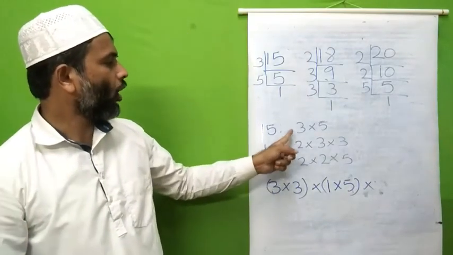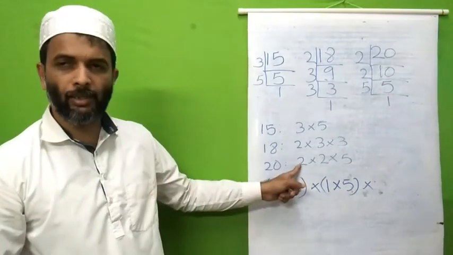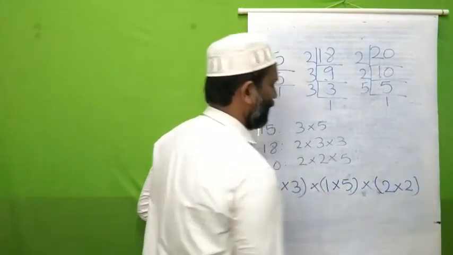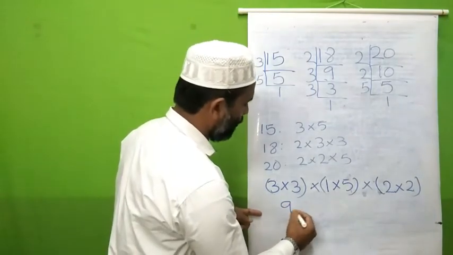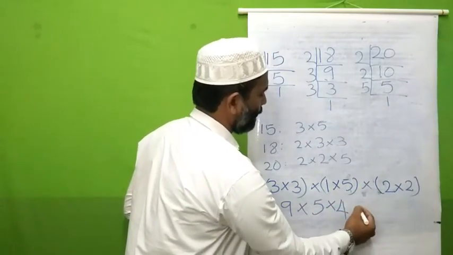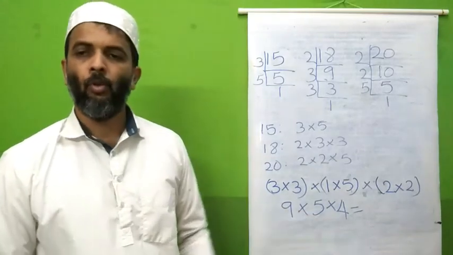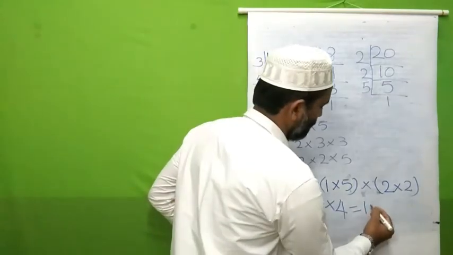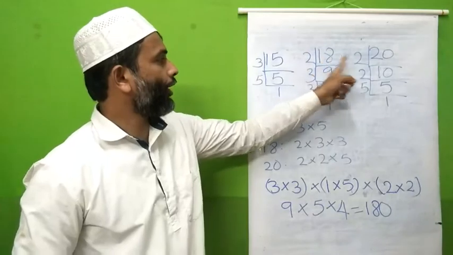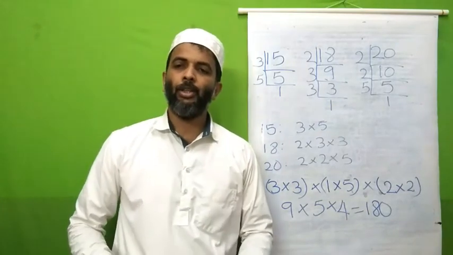Next number 2. How many times 2 in 15? 0. In 18? 1 time. In 20? 2 times. So consider the largest number of times, 2 times. Then multiply: 3 into 3 is equal to 9. 1 into 5, 5. 2 into 2, 4. 9 into 5 is 45. 45 into 4, 180. LCM of 15, 18 and 20 is equal to 180. Okay, this is all for today.